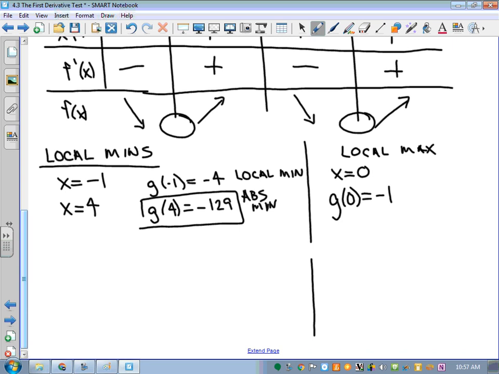And you know what? I made a, sorry, what did I do here? Oh, that should be a local max. My bad. I had it right, and I thought I made a mistake there. So g at 0 equals negative 1 would be our local max.